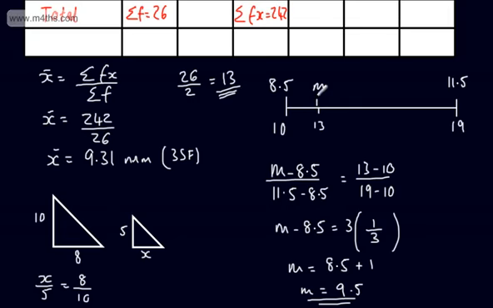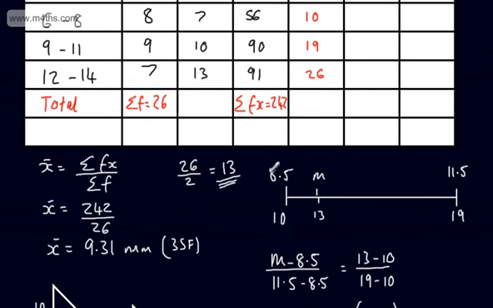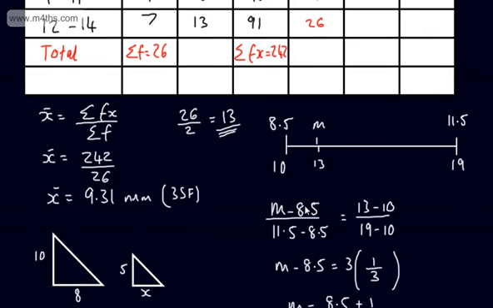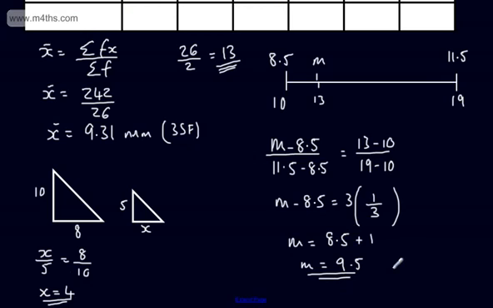It's this one, subtract now. So the median value, subtract the lower boundary, so this is the lower boundary of the class, now over the 11.5 minus the 8.5, then we set that to equal 13 minus 10 over 19 minus 10. This gives me 3 over 9, which is 1/3. Multiplying both sides by the 3, and then we simply do that. So the median estimated value is 9.5, and this is an estimate. So that's how we find the median.